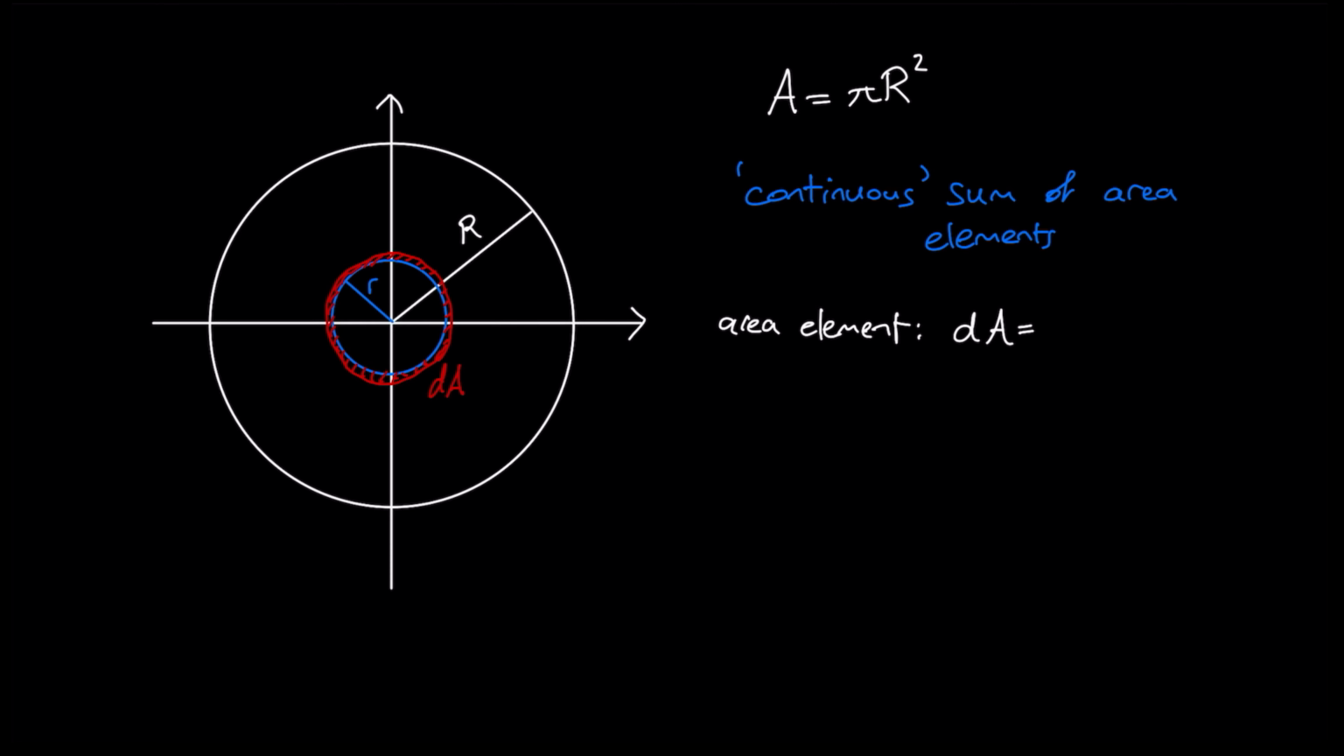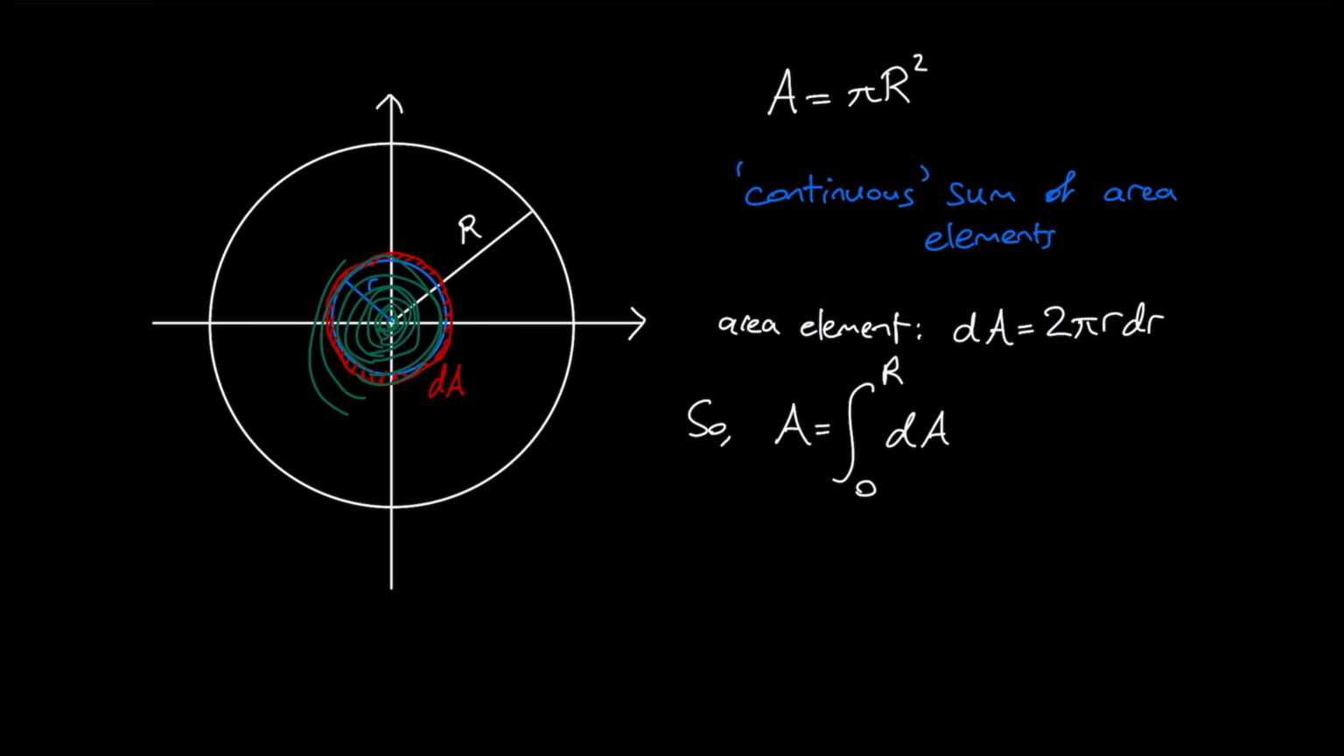So the area of our area element dA is going to be 2 pi r, the circumference of a circle, times dr. So times that little extra amount of width. So A is the integral from 0 to capital R of dA, meaning we're going to be adding together infinitely many, infinitely thin circumferences, which I'm trying to draw here.